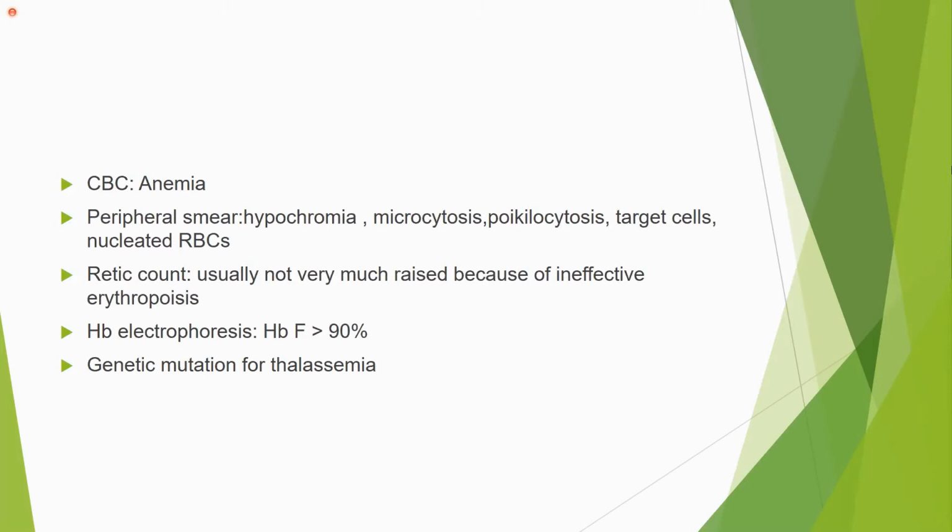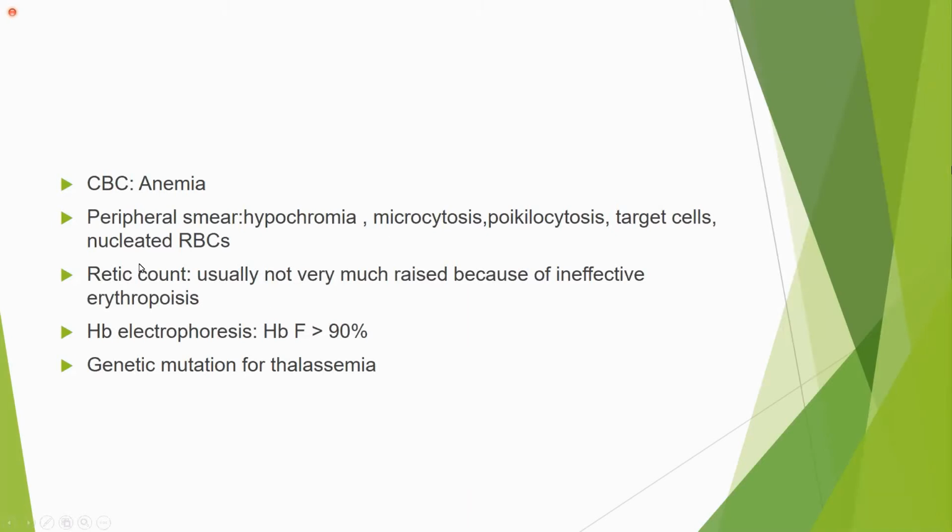So in beta plus mutation, some of the beta chains are produced in small amounts, and this will result in a small amount of hemoglobin A. So in HB electrophoresis, sometimes you may get 5 to 10% of the hemoglobin A, but the major hemoglobin will be hemoglobin F.